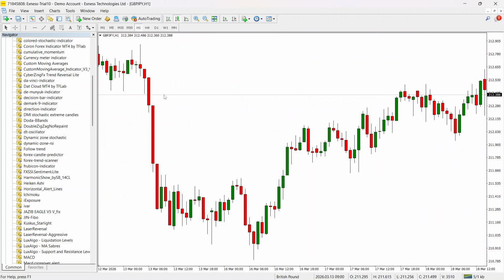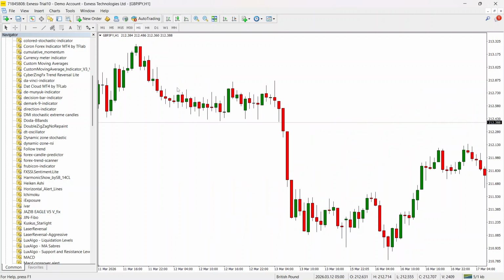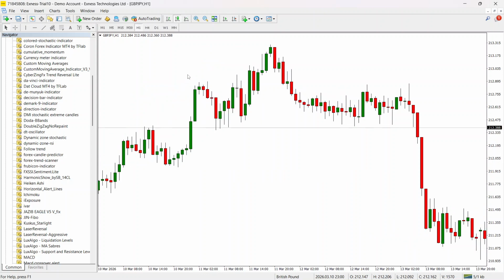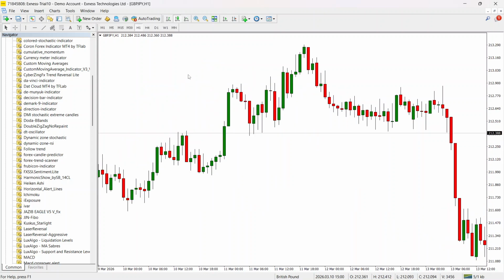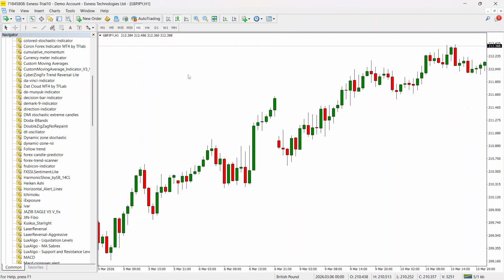This custom MT4 tool analyzes historical price action and market dynamics to forecast likely trend direction, giving you forward-looking guidance on potential price movements rather than only reading the past. At this point, I'll load the indicator on the chart so you can see how it looks in real time.